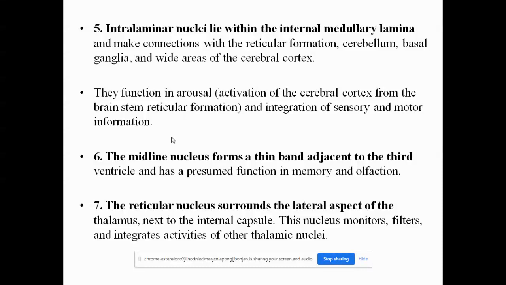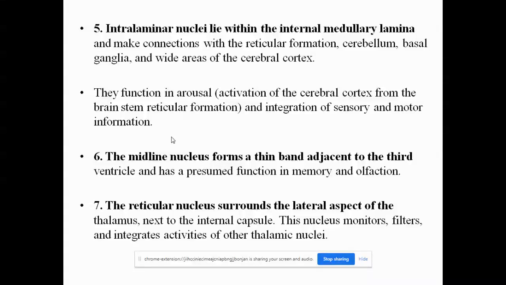The fifth group is the intralaminar nuclei. These lie within the internal medullary lamina and make connections with the reticular formation, cerebellum, basal ganglia, and wide areas of the cerebral cortex. The function is in arousal, activation of the cerebral cortex from the brainstem reticular formation, and integration of sensory and motor information.